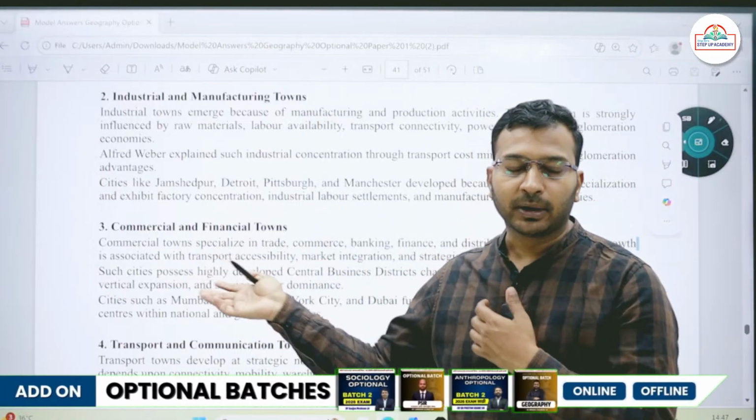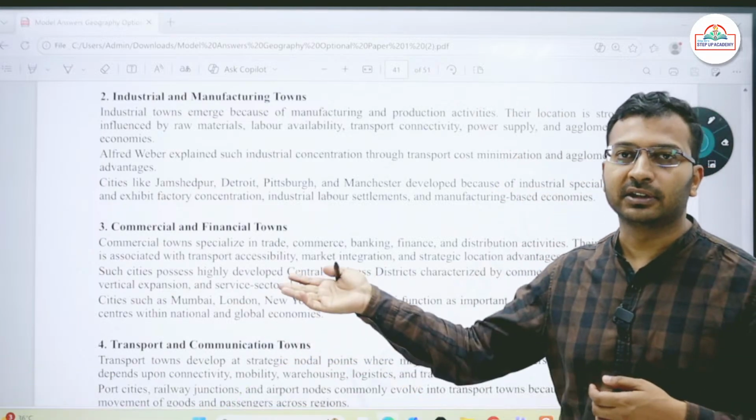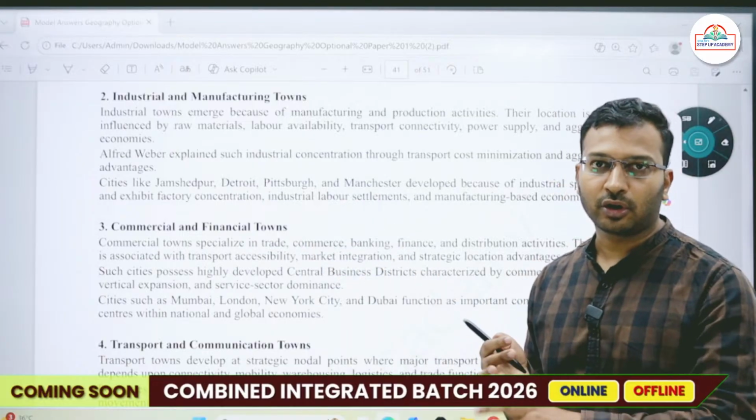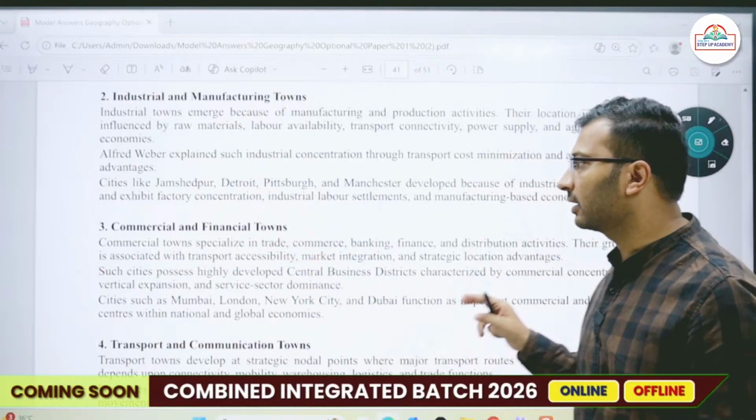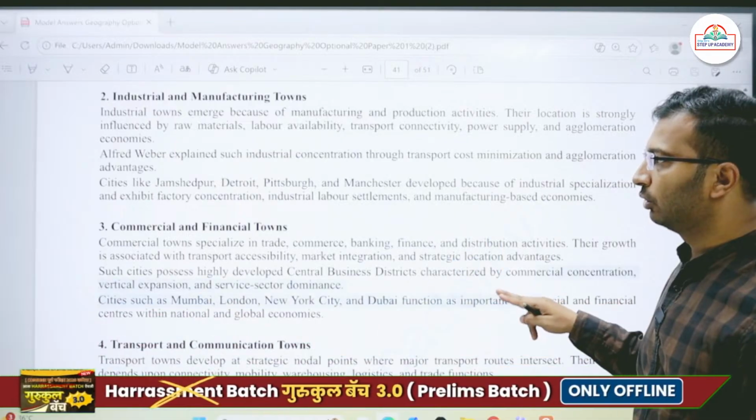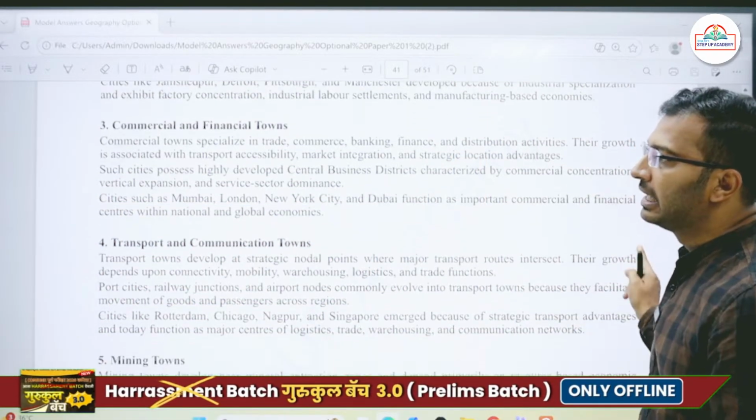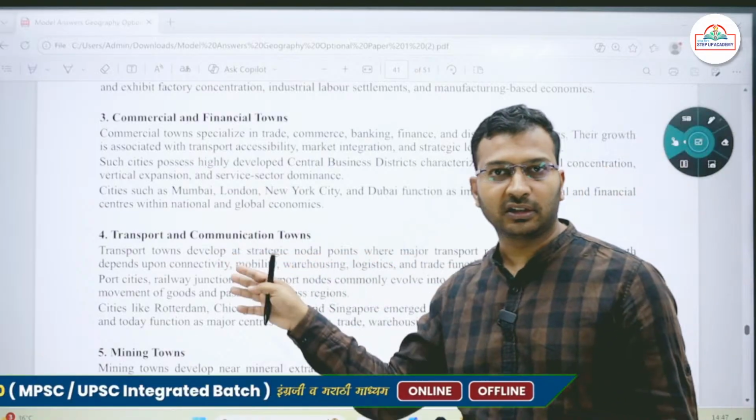Okay, for example, in India we have Mumbai, then Gift City. Gift City is nothing but a commercial and a financial town. Then if I talk about New York, Hong Kong, London, they are commercial and financial towns. The major economic activity here will be financial transactions. Then there are transport and communication towns as well.